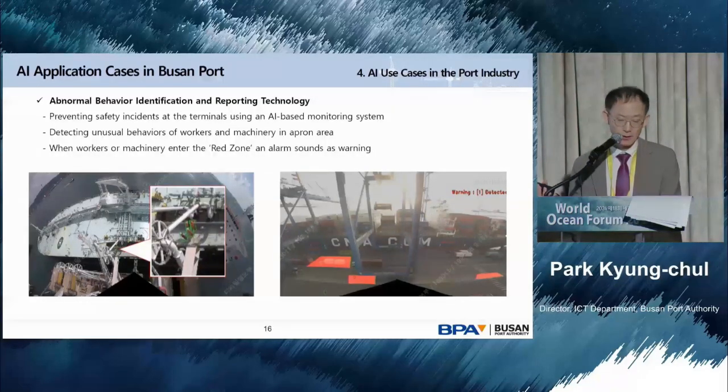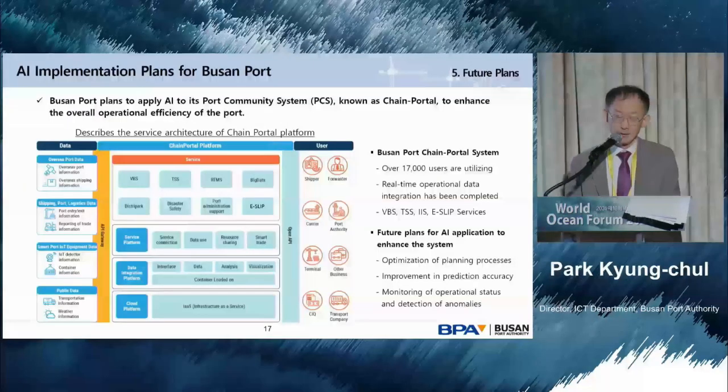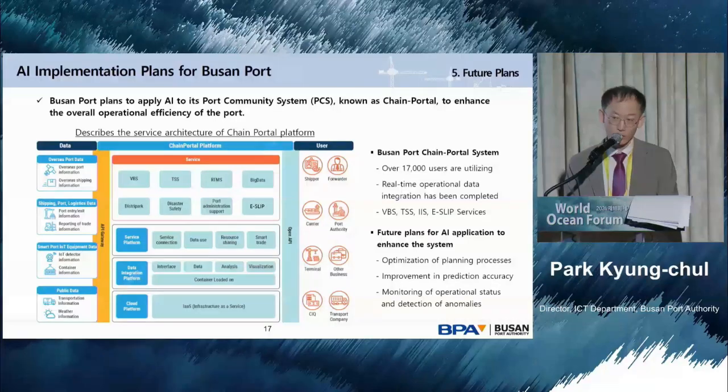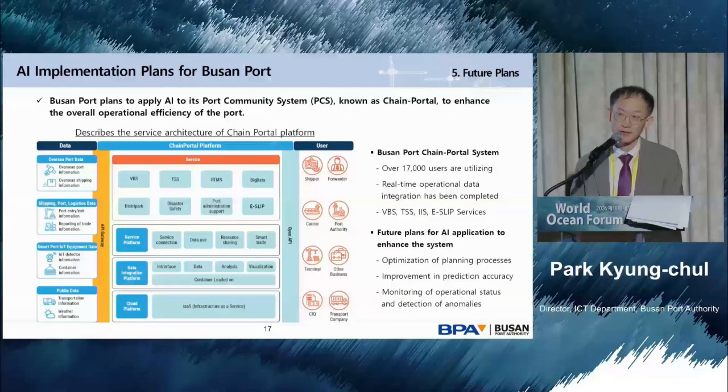And we have installed CCTV. So when a human operator enters a danger zone, we can alert the operator about the situation using the CCTV. Going forward, this is the plan that we have. From 3 to 4 years ago, we developed the Port Community System, PCS, to share information with the stakeholders. Currently, we have 17,000 users. And going forward, we are going to expand this service to the shipping companies as well.